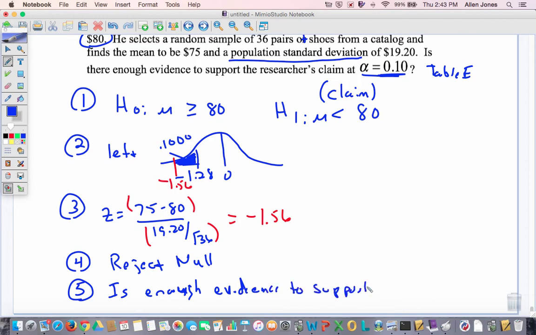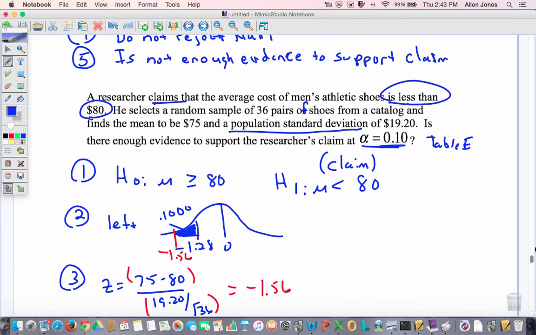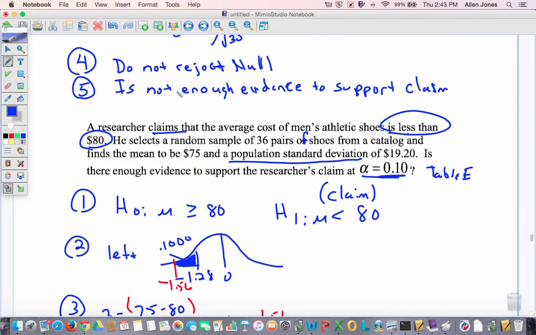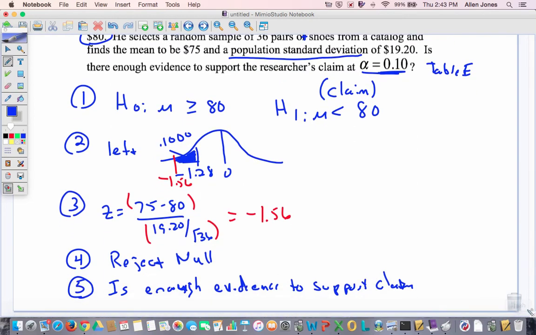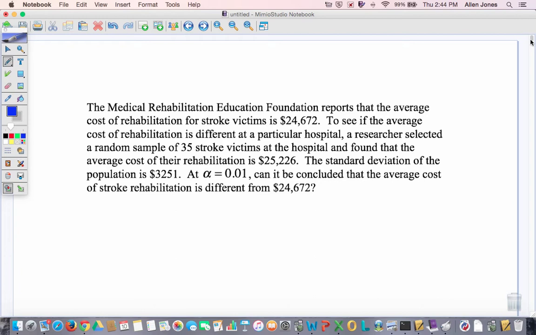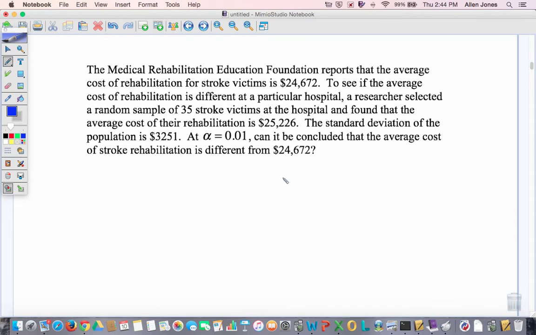So in this case, there is enough evidence to support the claim. Okay, so notice the difference here. Up here we said do not reject the null, and there was not enough evidence. Here we rejected the null, and there is enough evidence to support the claim. So there's our 5-step process. We're going to go through that one more time here.